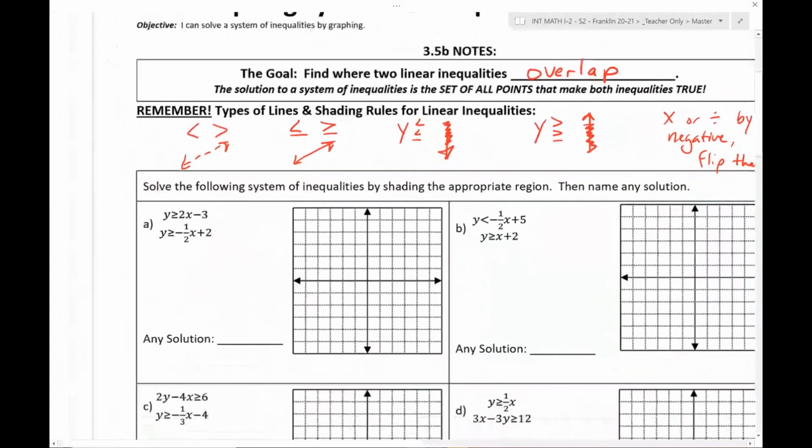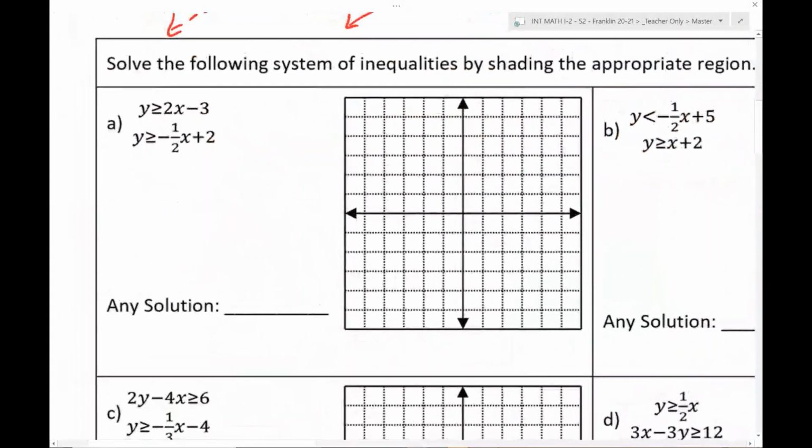Okay, so let's practice one. So first we're going to graph each line here, making sure we use the correct type of line, and then we'll decide where to shade. So y is greater than or equal to 2x minus 3. Let's do that. Down 3. Slope is 2, so up 2 over 1, or down 2, left 1. And because our inequality symbol has the equal to bar on it, we're going to use a solid line.